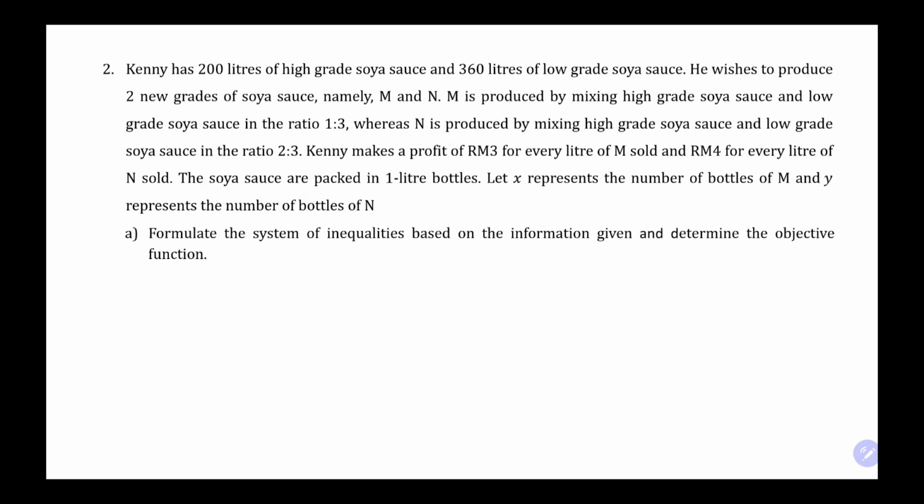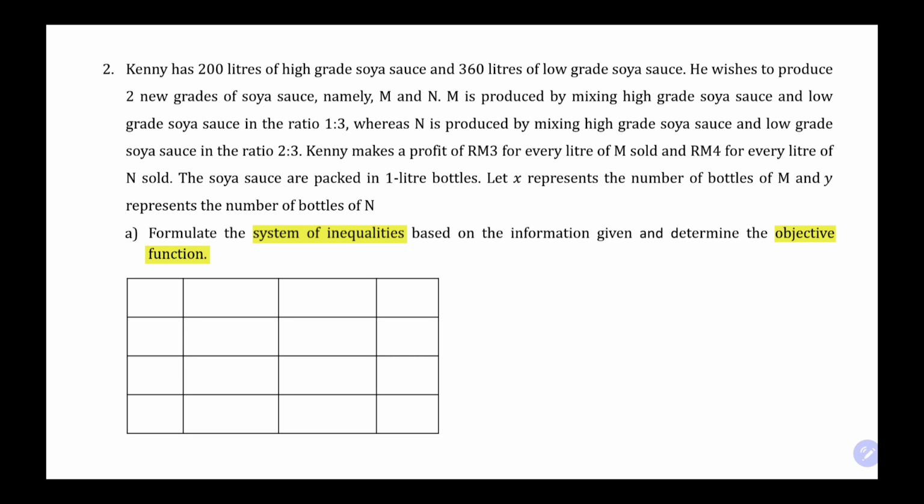First question, formulate the system of inequalities based on the information given and determine the objective function. So, we need to find the system of inequalities and we determine the objective. We create a table to put the information. Soya sauce, we know it has high-grade soya and low-grade soya, and it is namely M for X and N for Y.